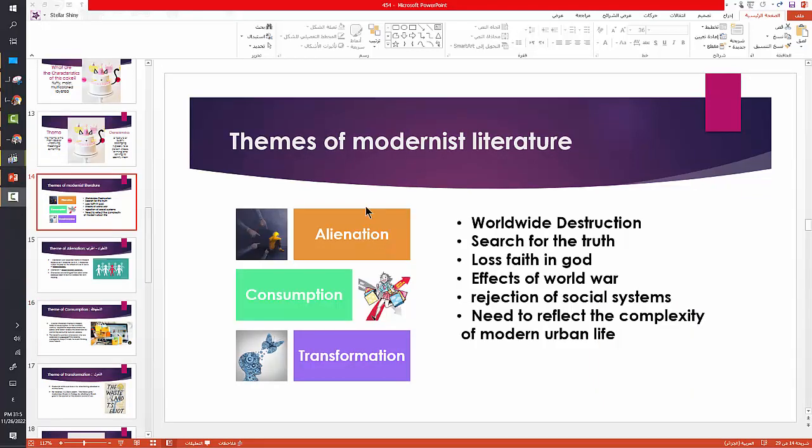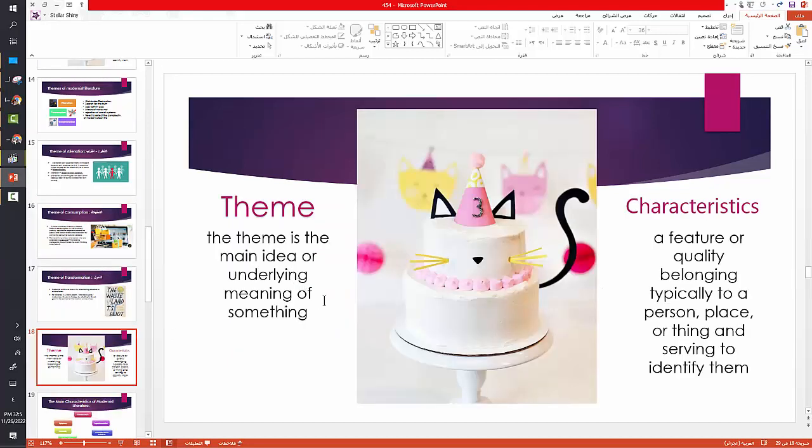As a summary, we talked about themes of modernist literature: alienation, consumption, transformation, and what happened after the war. Okay? Themes. And we said theme is the main idea or underlying meaning of modernism. Then we'll talk about the characteristics, the features, the qualities in modernism. What makes modernism stand out?